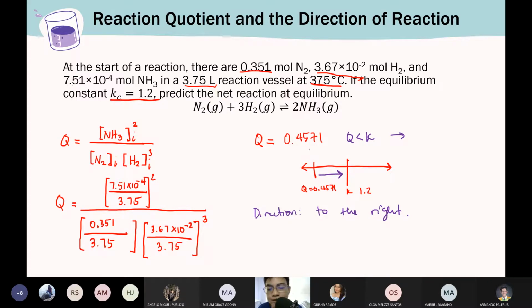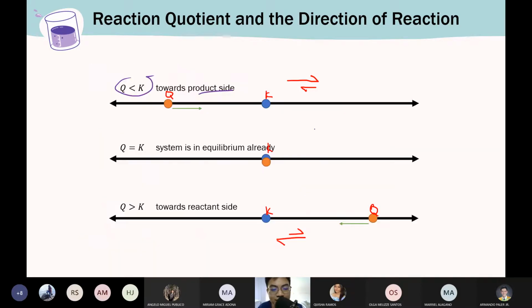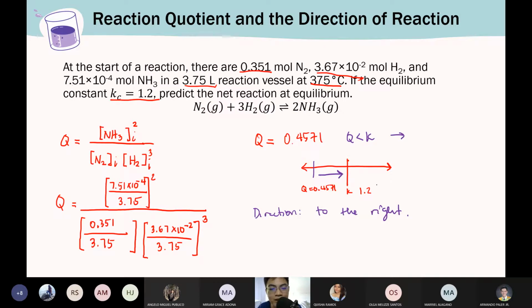So, ako, suggestion ko talaga, gawa kayo ng ganito. Kasi ako nakakalimutan ko to be honest. Kaya ako ginagawa ko, gagawa ko number line. In the middle, I have the K. Yun yung pupuntahan ko. So, in the number line, si Q nasa left side because it's smaller than K. So, the Q wants to go to K. So, pag gusto niya pumunta sa K, to the right.